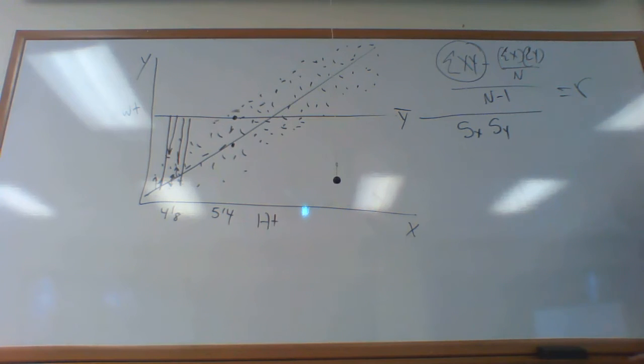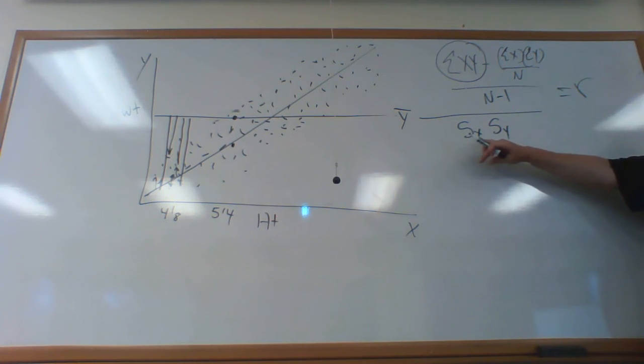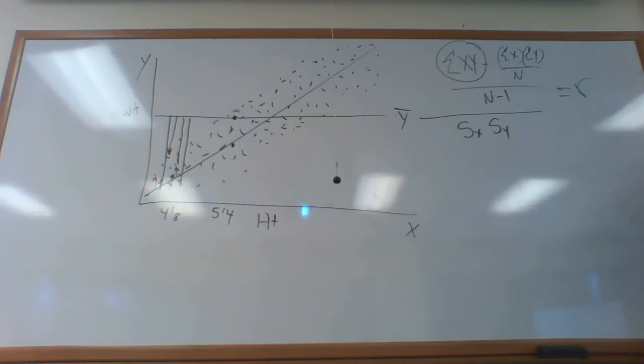So once you get the up top done and you divide it by n minus 1, then you divide that total by standard deviation x times standard deviation y. And that whole thing was the correlation coefficient. Or easier, you could just put it in your calculator and have it give you the answer.